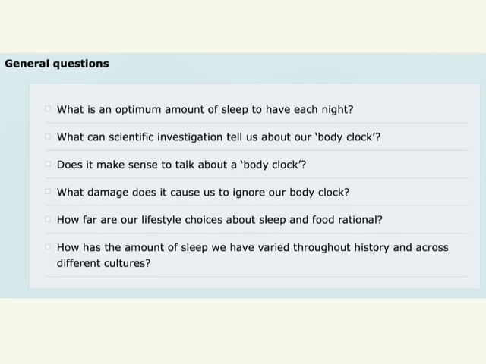So we've got some general questions that arise from this story. First one, what's an optimum amount of sleep to have each night? What can scientific investigation tell us about our body clock? Does it really make sense to talk about a body clock? What damage does it cause us if we ignore this body clock? And how far are our lifestyle choices about sleep and food really rational? And lastly, how has the amount of sleep that we have varied throughout history and across different cultures?